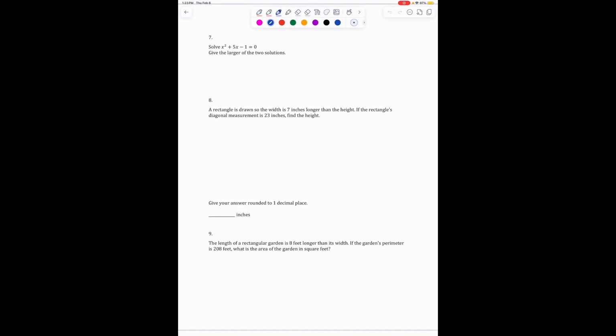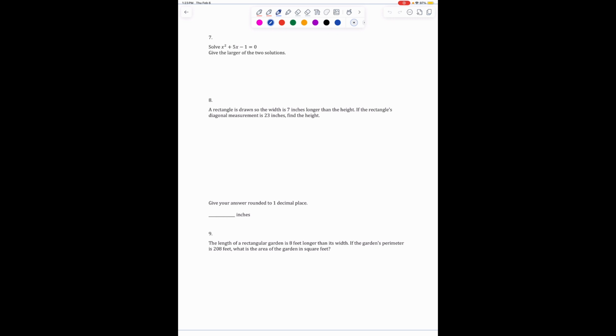Exam 1 review, part 3, question number 7. Solve the equation x squared plus 5x minus 1 equals 0. Give the larger of the two solutions. I'm going to include only the large solution.